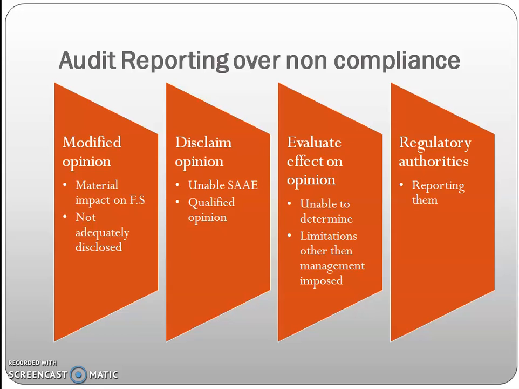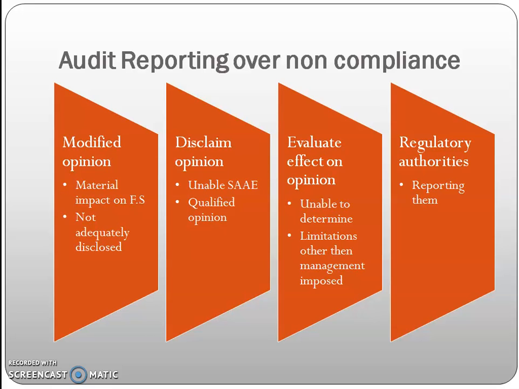If the auditor is unable to determine whether non-compliance has occurred because of limitations imposed by the circumstances rather than by management or those charged with corporate governance, the auditor shall evaluate the effect on the auditor's opinion. If the auditor has identified suspected non-compliance with laws and regulations, the auditor shall determine whether the auditor has a responsibility to report such identified or suspected non-compliance to parties outside the entity.